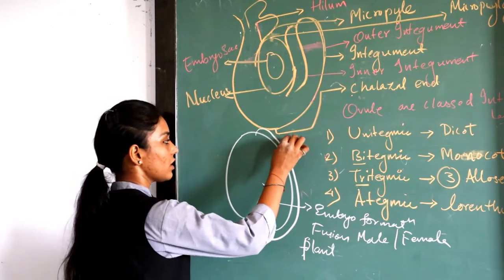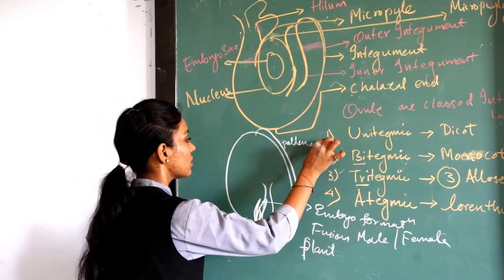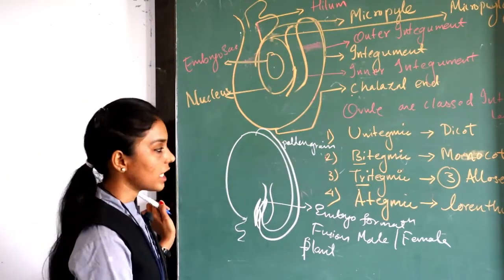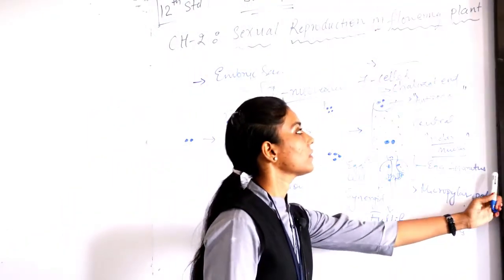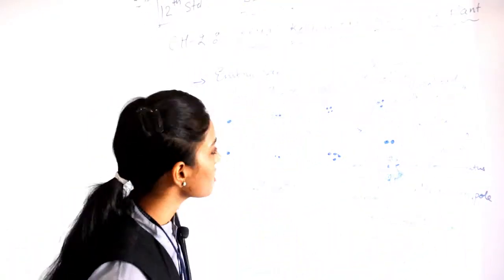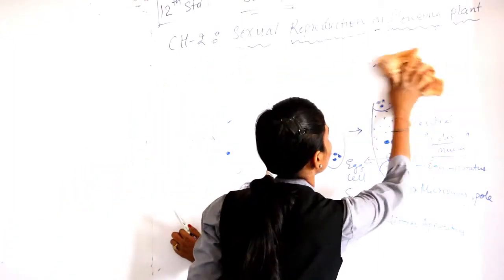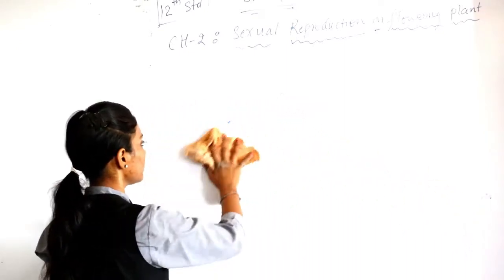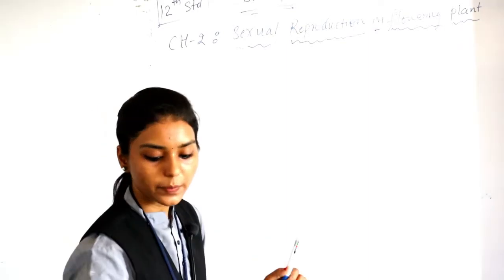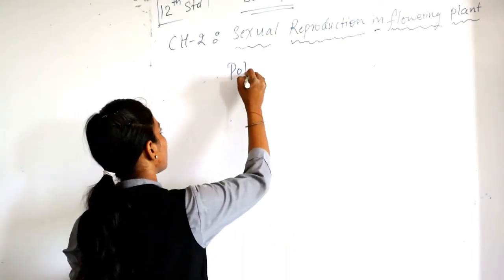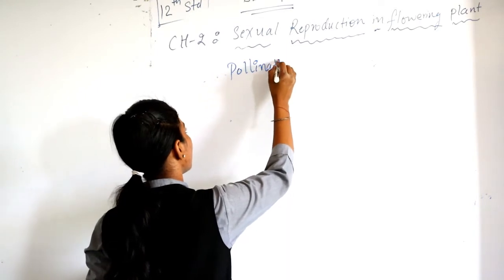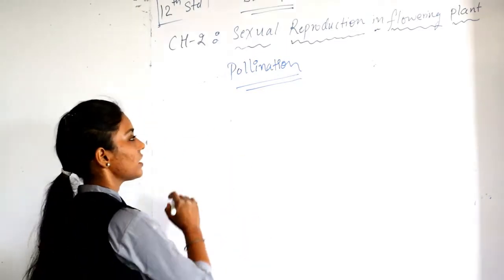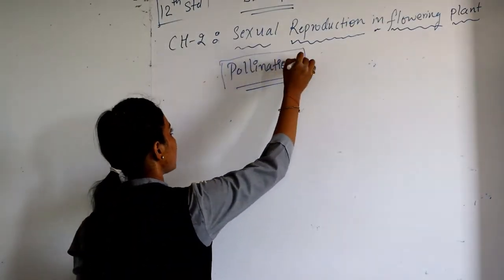Now for a pollen grain to enter, certain agents are required. Okay, the pollen grain has to transfer. So for that we have the pollination process. Okay, we will see it with the next one. That is regarding pollination. I hope you are getting the things that I am teaching you all. Okay. Next is pollination.